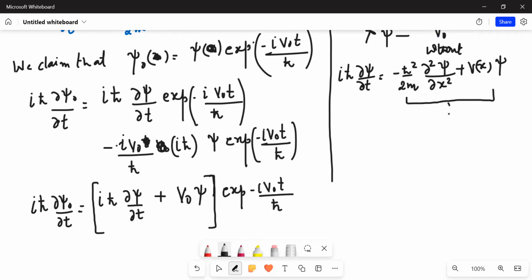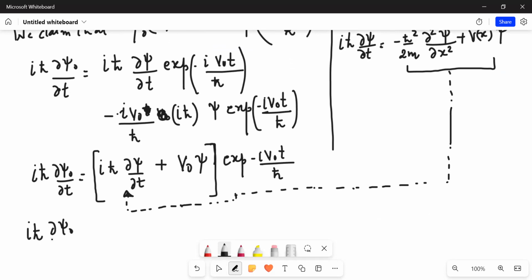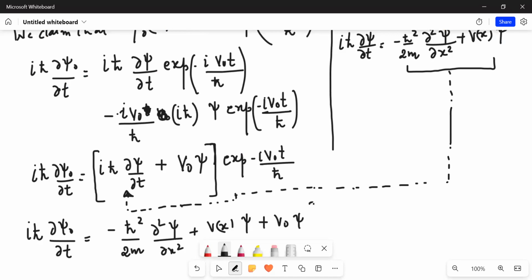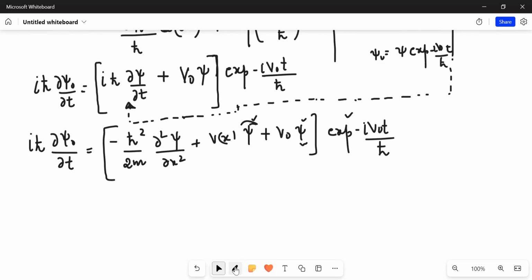Now I'll replace iota h cut del psi upon del t using equation 1. So I will simply get minus h cut squared upon 2m del squared psi upon del x squared plus V(x) psi plus V naught psi, times exponential of minus iota V naught t upon h cut. Since psi naught is simply psi times the exponential, if I take it inside, each term becomes psi naught. Please remember this is a partial derivative with respect to x.